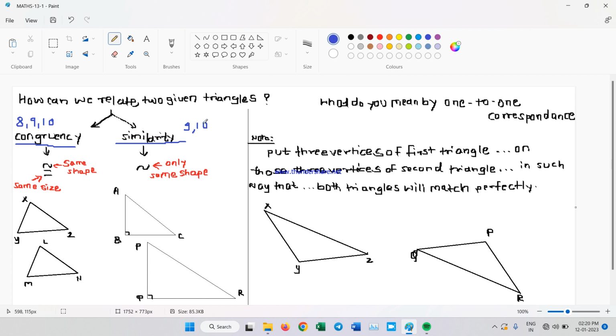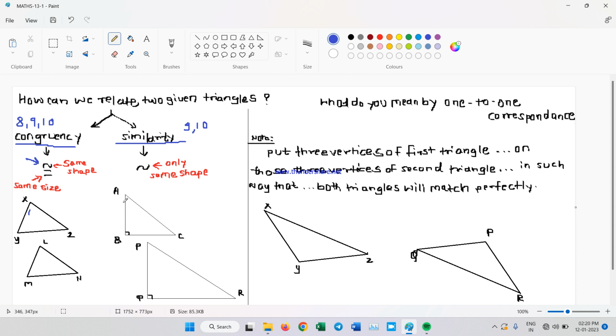What do you mean by congruency? You can see the sign of congruency over here. There is a somewhat inverted S and an equal to sign. This inverted S indicates both triangles will have the same shape. If you see the lower triangles XYZ and LMN, these two triangles have the same shape, and along with that they have the same size. Means XYZ and LMN are exactly replicas of each other, ditto looking like each other. That's why these two triangles are said to be congruent to each other.